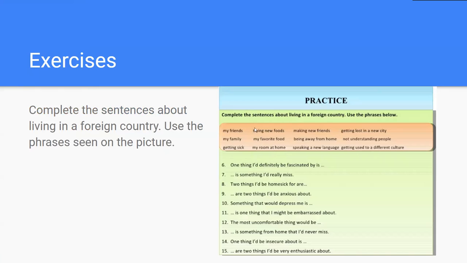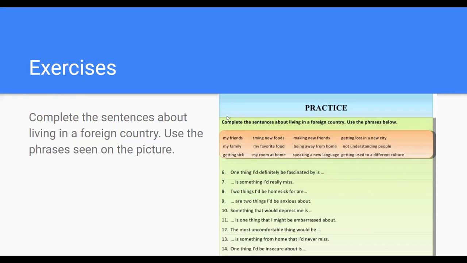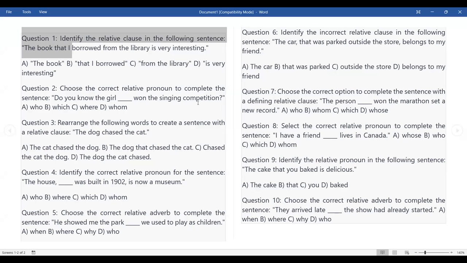So I got some practice for you guys. I'm going to get you into couples, but I want you to take a screenshot of this, right? Hold on. Read mode. Okay. Very good. So I'm going to show you this screen, guys. All right. So I want you to complete this exercise. These 10 exercises, basically what you're going to do is identify the relative clause in the following sentences, okay? For example, you got the book that I borrowed from the library is very interesting. So in this first question, guys, which is the relative clause?